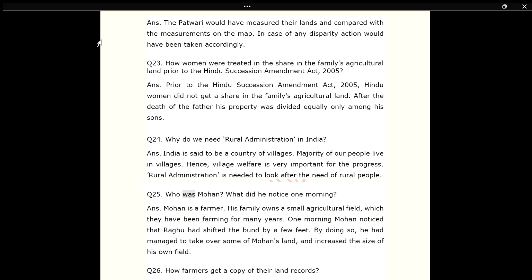Q25. Who was Mohan? What did he notice one morning? Ans. Mohan is a farmer. His family owns a small agricultural field, which they have been farming for many years. One morning Mohan noticed that Raghu had shifted the bund by a few feet. By doing so, he had managed to take over some of Mohan's land, and increased the size of his own field.